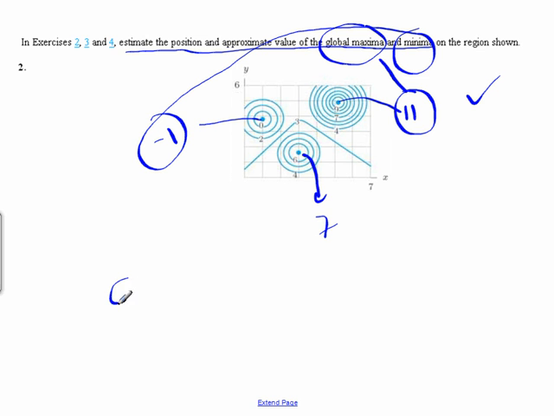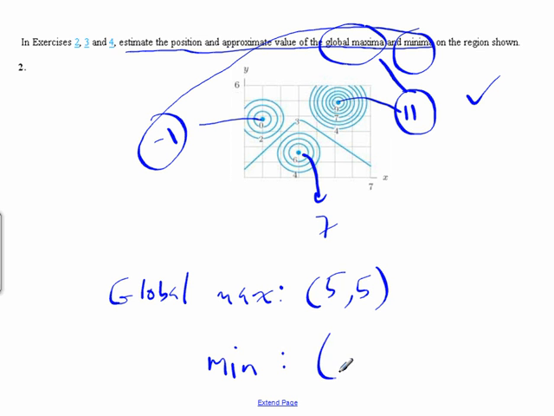And what are the positions? So my global max is occurring at roughly, let's say 1, 2, 3, 4, 5, roughly 5, 5. And my global min is occurring at about 1, 4, 0.14.